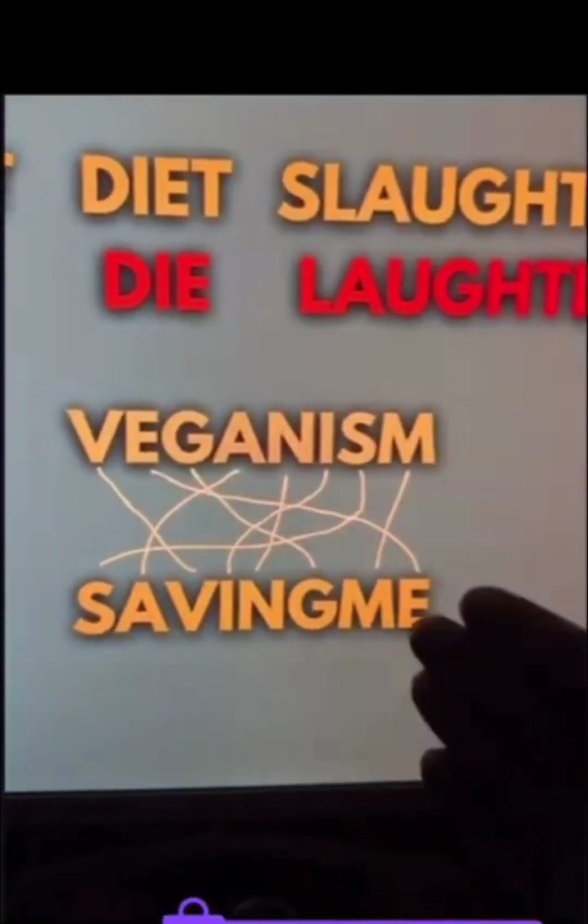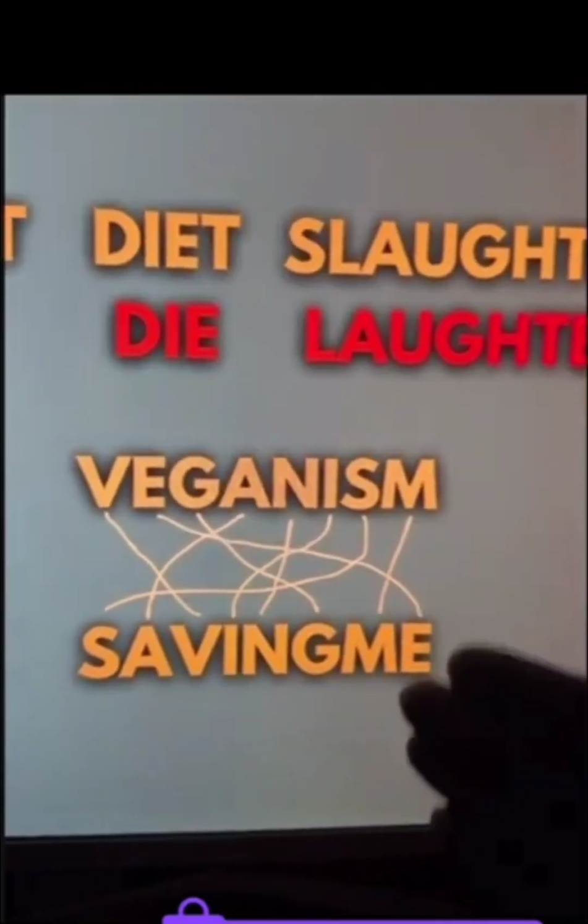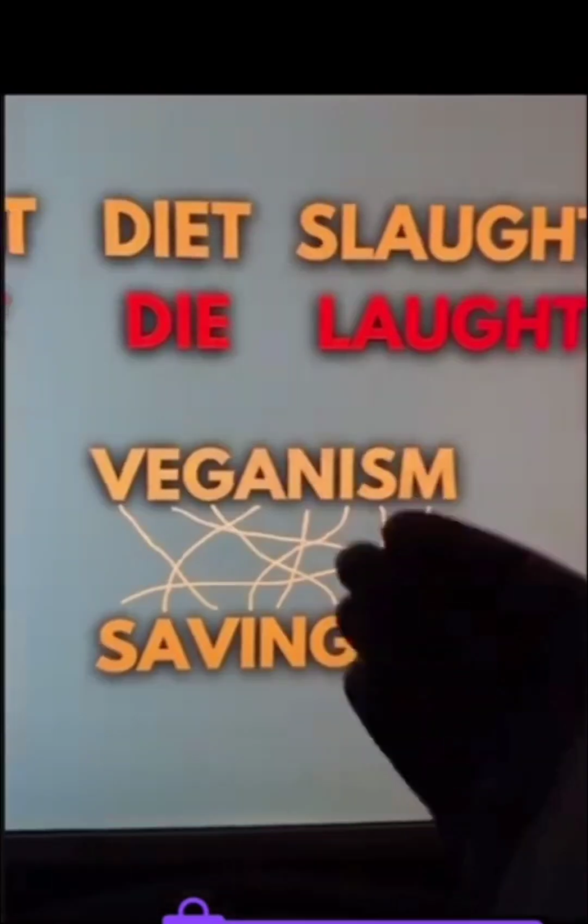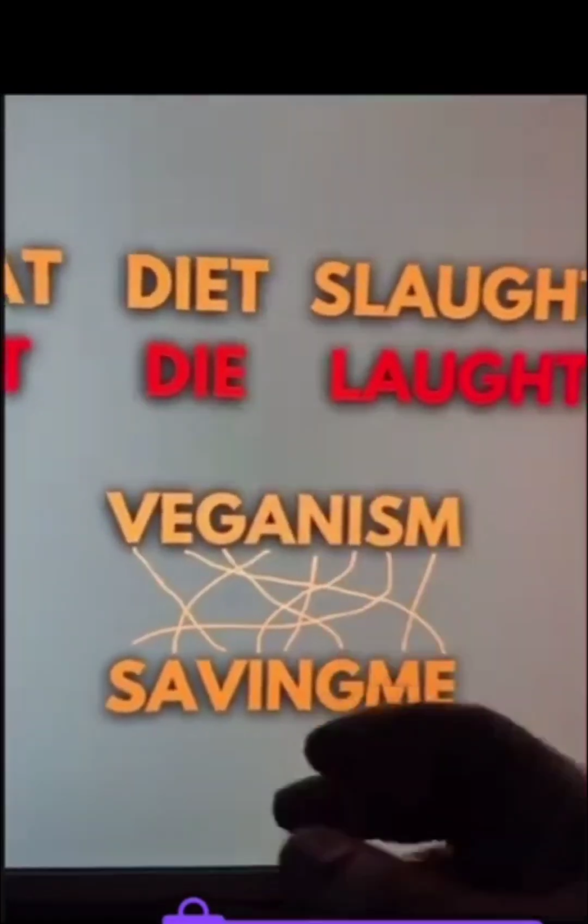Veganism is an anagram for saving me because when you stop consuming flesh, your consciousness can raise past the 3D construct. Animals are easily programmed and tamed like a pet, and this is why they want you to consume it, because you are what you eat.